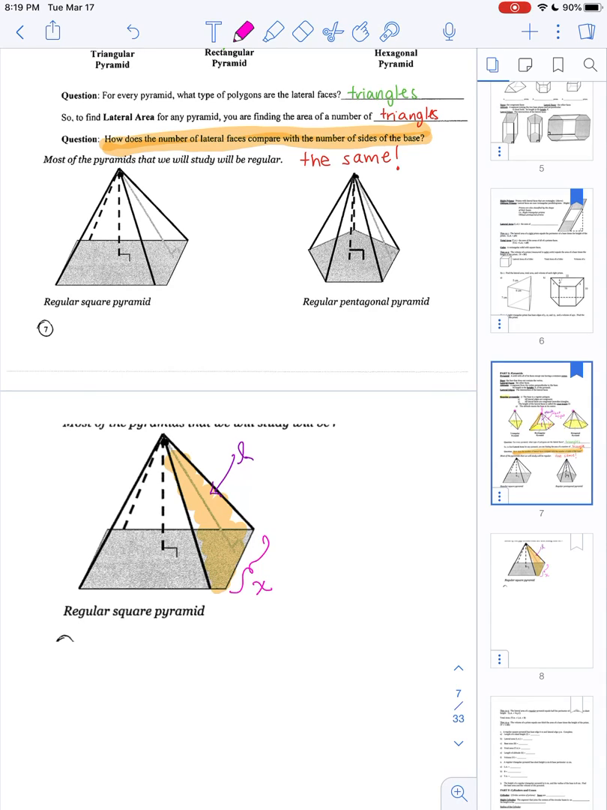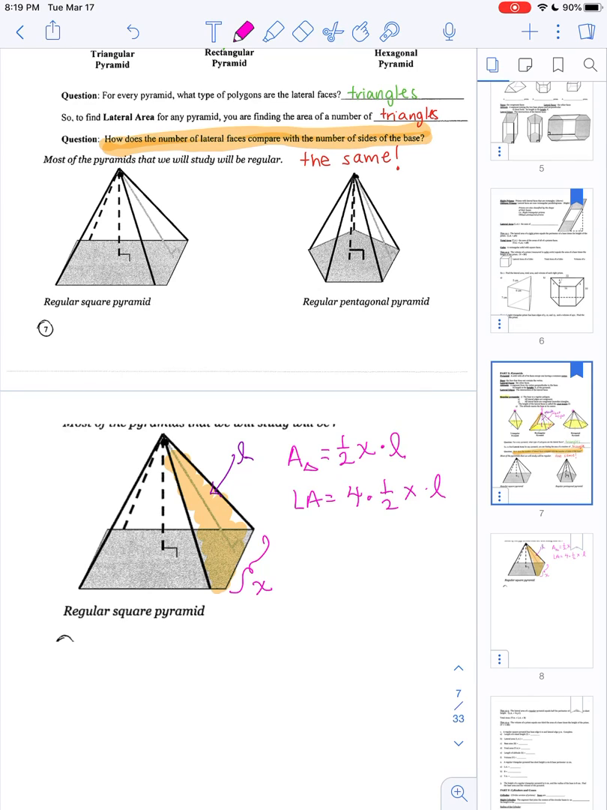So if I was to find the area of that one particular lateral face, since this is a square pyramid, we have 4 of those. The area of that triangle is equal to 1/2 the base, which happens to be X, times the height of that triangle, which is L. Now we count up the number of triangles, we have 4 of those. So the lateral area would be equal to 4 times 1/2 X times L.